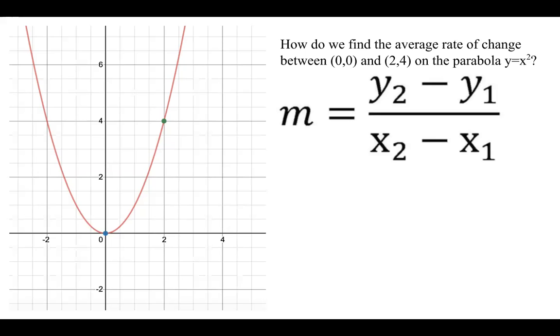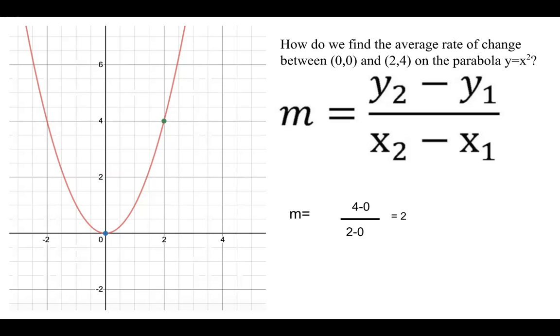So we can use this formula to find the slope. The slope is equal to y2 minus y1 over x2 minus x1. So we can plug in 4 as our y2 and 0 as our y1, and then 2 as our x2 and 0 as our x1, because these are our 2 points. And we should end up with 4 minus 0 over 2 minus 0, which is 4 over 2, or 2, as our slope.